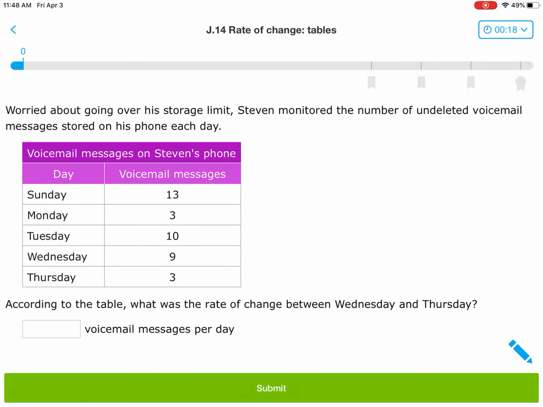Hey everybody, I want to do a couple of these IXLs with you, J.14, 15, and 16. There's been some questions and I want to clarify because they are pretty easy to do. So let's take a look at our first problem.